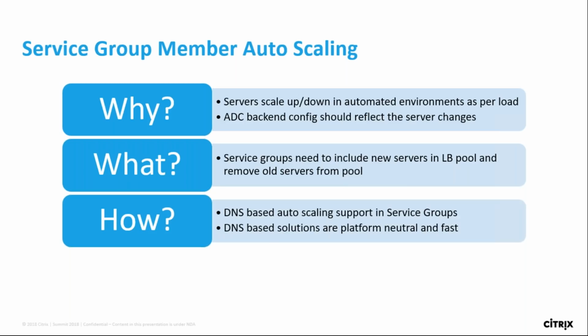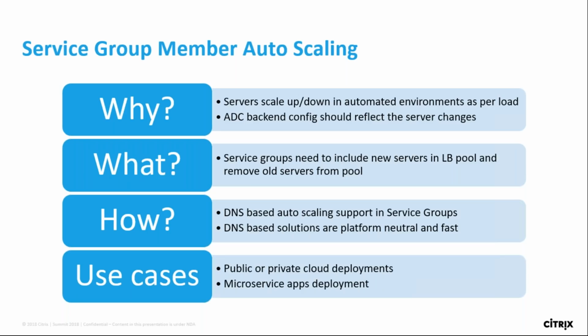And how we are going to do that? So we have added a new feature, DNS-based auto scaling, which will allow you to dynamically change the application server, that is a service group member, into the application box. And this feature is agnostic of the platform. You can use it on all the form factors. Typically, talking about the use cases, you can use this feature for public cloud deployments or private cloud deployments, even for microservice application deployment also.